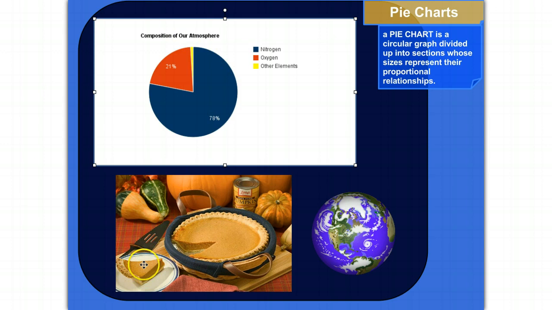So what is this piece of pie? I don't know. I would say that's maybe an eighth or a tenth of the entire pie.